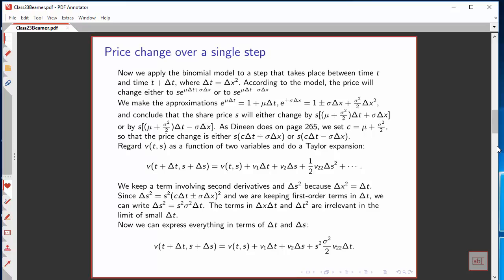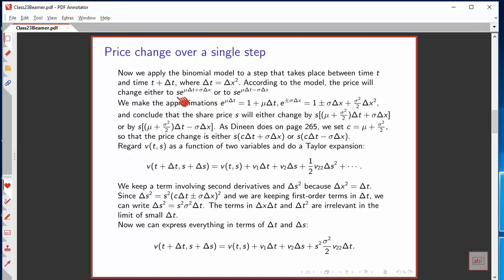Now let's think about what happens over a single step. This is the tricky part of the derivation because we have to keep all the terms that are important in the limit where delta t goes to 0 and not keep any other terms. It's messy enough without them. So recall that a step takes place between time t and a slightly later time t plus delta t, and delta t has to equal the square of delta x, where delta x determines by what amount the exponent might go up or down.